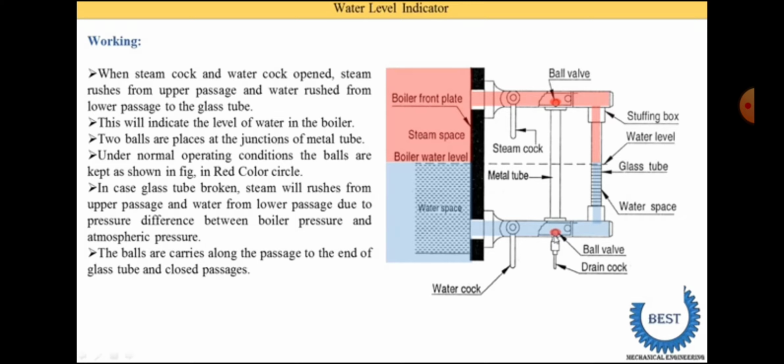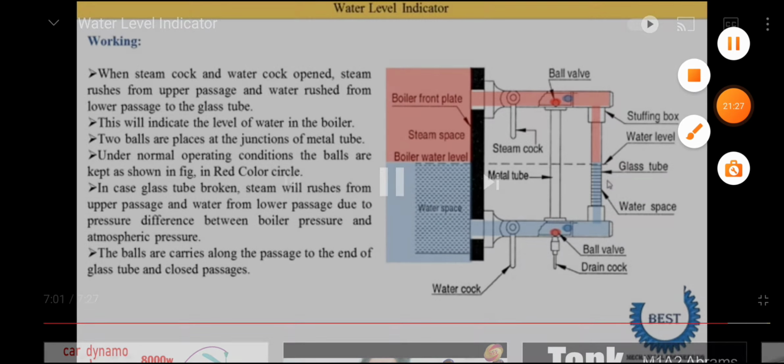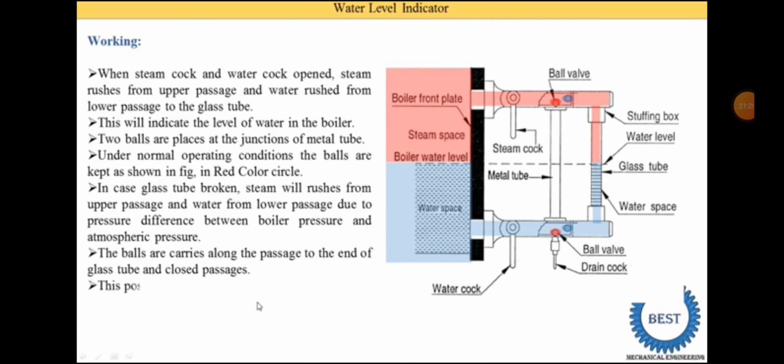This ball is moved with the water and this ball is moved with the steam, and they reach up to this end of the glass tube. That is indicated by this blue color. So when the glass tube is damaged, this ball moves and closes the glass tube. Then the steam and water do not go into the waste.